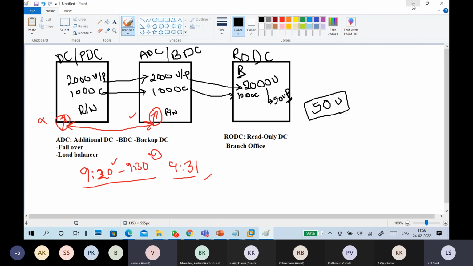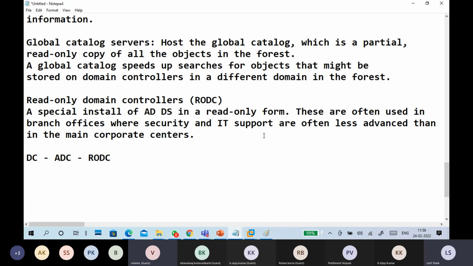DC, PDC, RODC. These are often used in branch offices, where security and IT support are often less advanced than in main corporate centers. Because if someone gets all the usernames and passwords, they can log in with admin credentials and change the data also. That's another problem we will get, right?